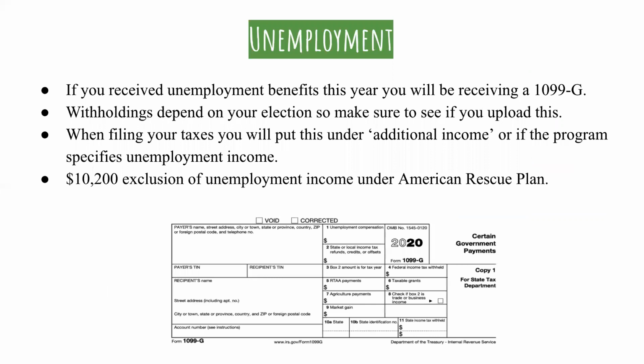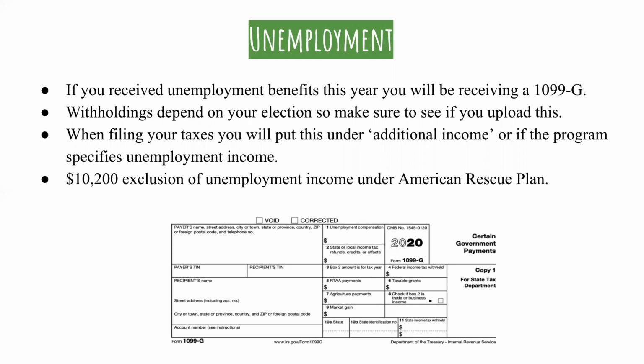So unfortunately, a lot of us might have been on unemployment because of the coronavirus pandemic. If you received unemployment benefits this year, you're going to be receiving the 1099-G. This is either mailed to you through the Massachusetts or state unemployment office, or it's found online. The 1099 will show how much income you received and what taxes were withheld, and you'll upload that either under the unemployment section or the income section, depending on the software you use. It will have a separate designation for unemployment.